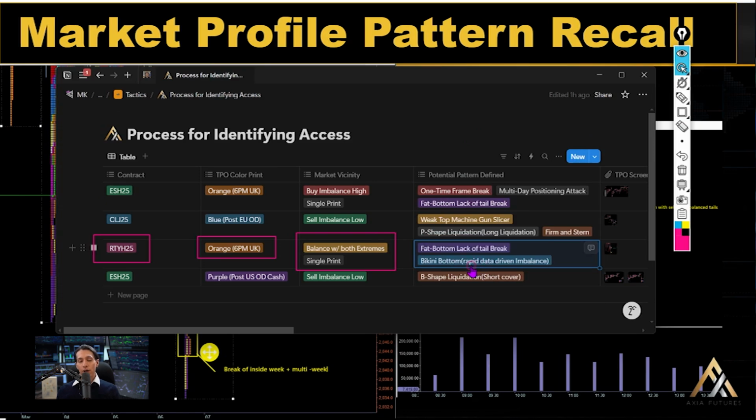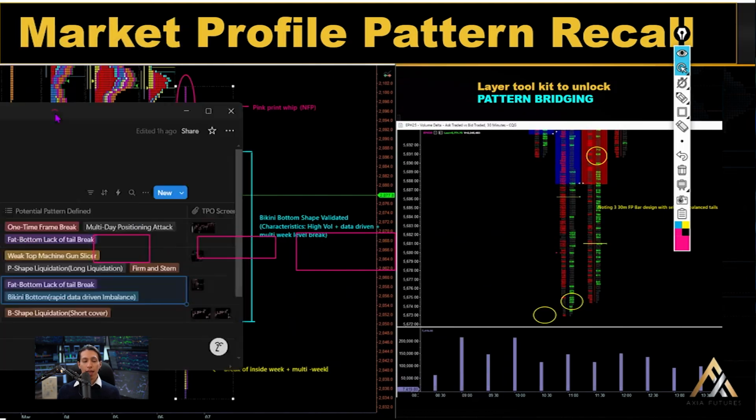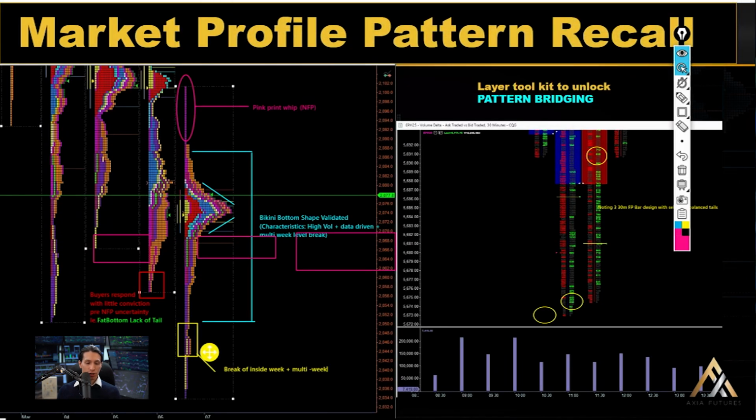And also, I include a reminder that just says that this is driven by a rapid data imbalance, an NFP market liquidation. So to close this video, folks, I'm going to show you a quick pattern bridging between this bikini bottom profile and some clues on the footprint design that are not even on the Russell, but are actually on the ES. Because remember, our matrix correlation is also a key driver here in that conviction.